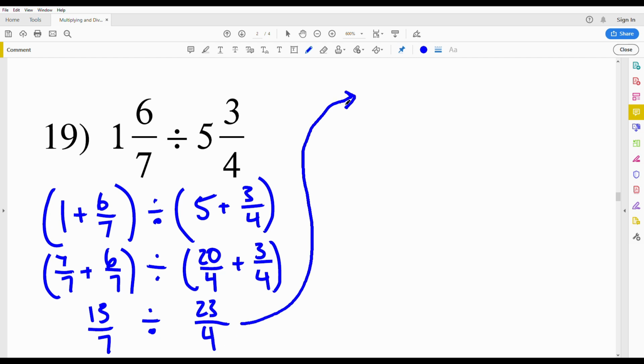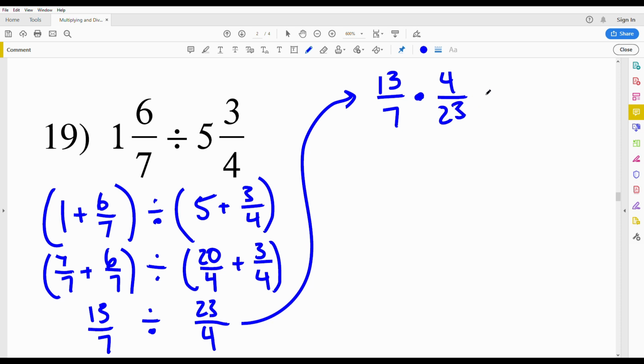Now, here we go. Dividing by a fraction is the same as multiplying by its reciprocal. So I'm going to take 13/7. I'll write that a little neater. And I'll be multiplying it by 4 over 23 as opposed to dividing by 23 over 4.